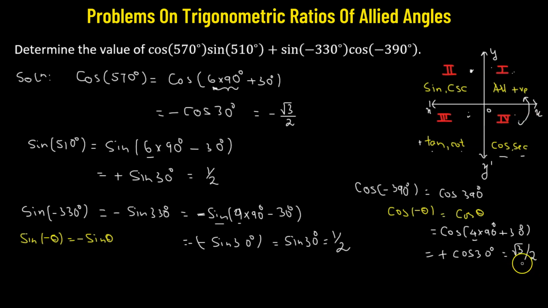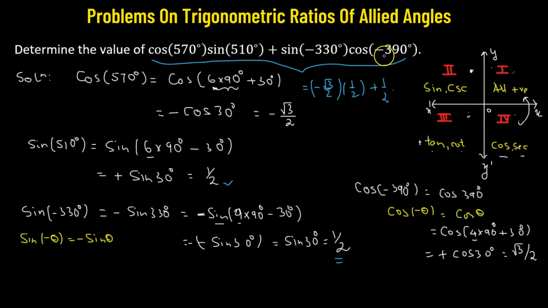Now we'll substitute these values into our given expression. So this entire expression now corresponds to cosine of 570 degrees, which is negative square root of 3 over 2, multiplied by sine 510, which is positive half. Then we have sine of negative 330 degrees, which corresponded to a value of positive half, multiplied by cosine of negative 390 degrees, corresponding to positive square root of 3 over 2. So this adds up to give us 0. So that means the value of this expression is actually 0, a very simple value.